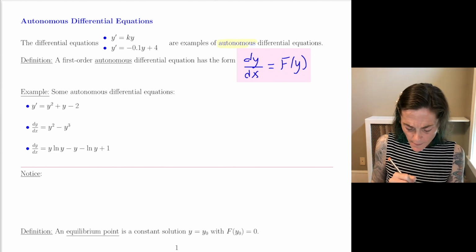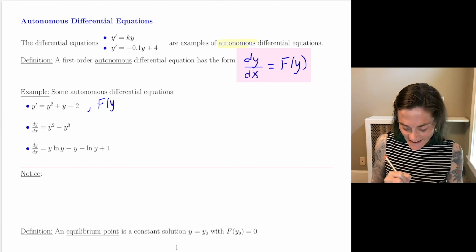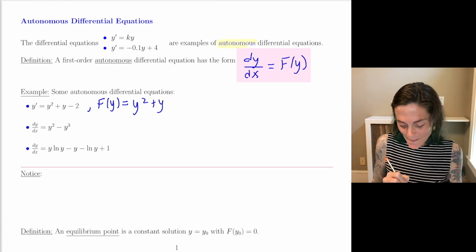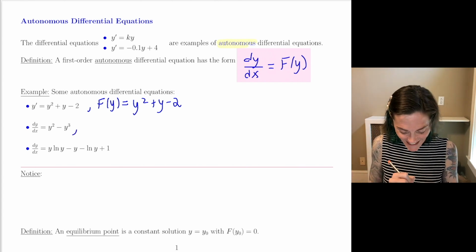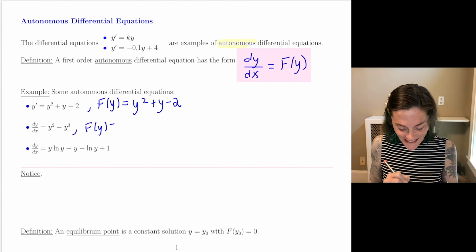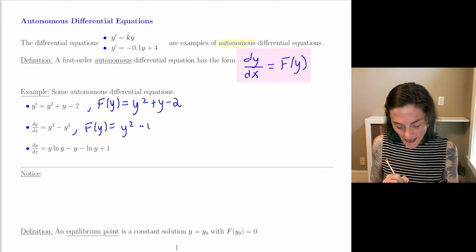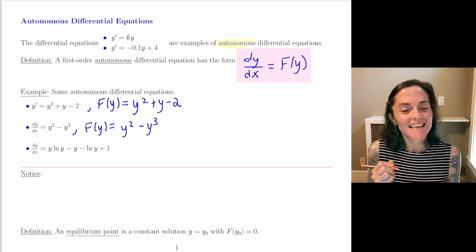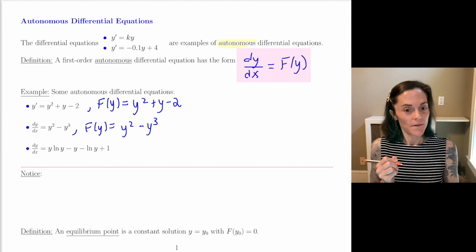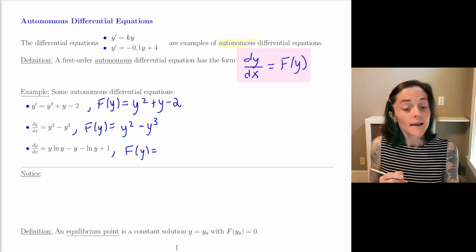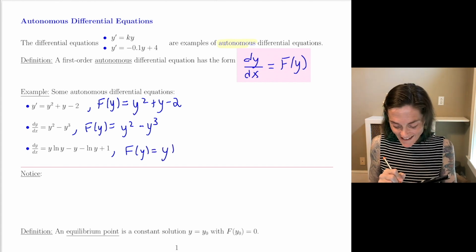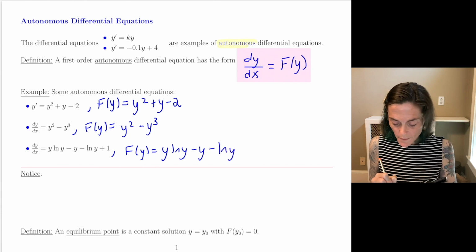Maybe I'll just make the remark here. The capital F of y is y squared plus y minus 2 for the first example, so we can match it to the definition. For the second example, it's y squared minus y cubed. And for this third one, the capital F of y is y natural log y minus y minus natural log y plus 1.